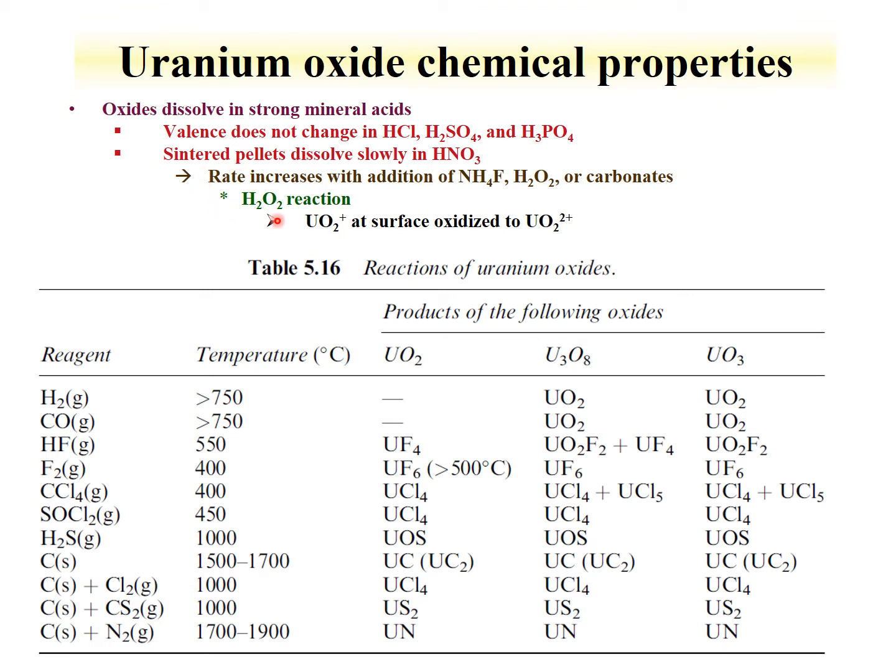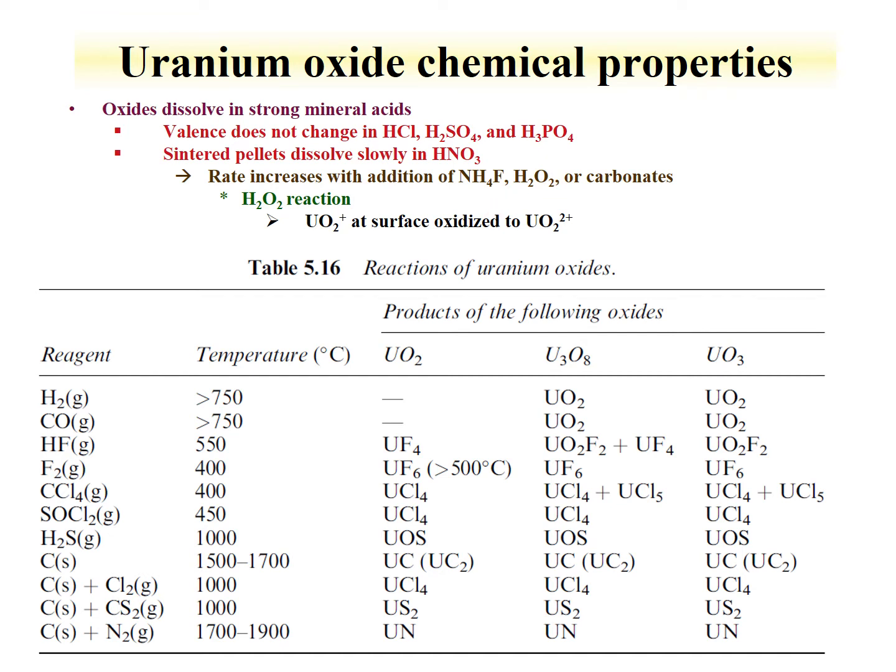One can increase, if you have sintered UO2 pellets, you can increase the rate of dissolution with the addition of some reactants that will help drive the dissolution. For instance, peroxide will help oxidize uranium at the surface to the more soluble uranyl form.